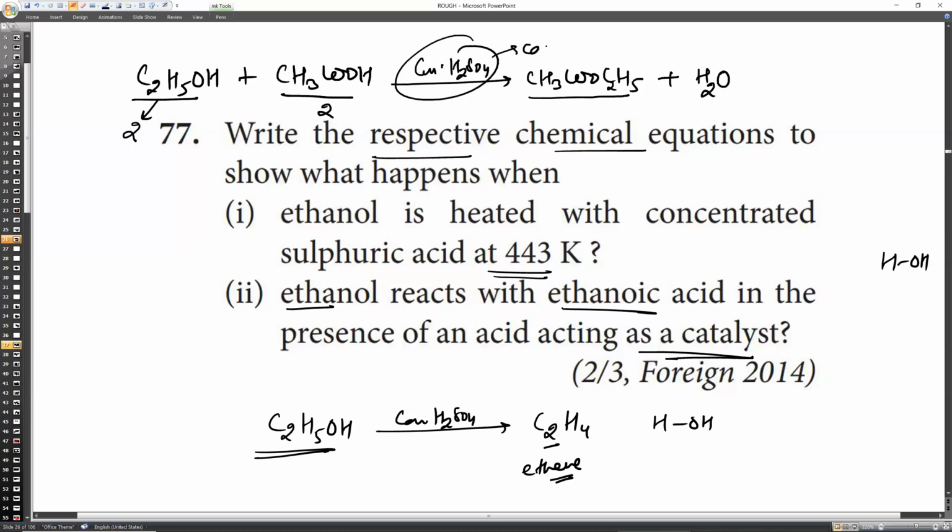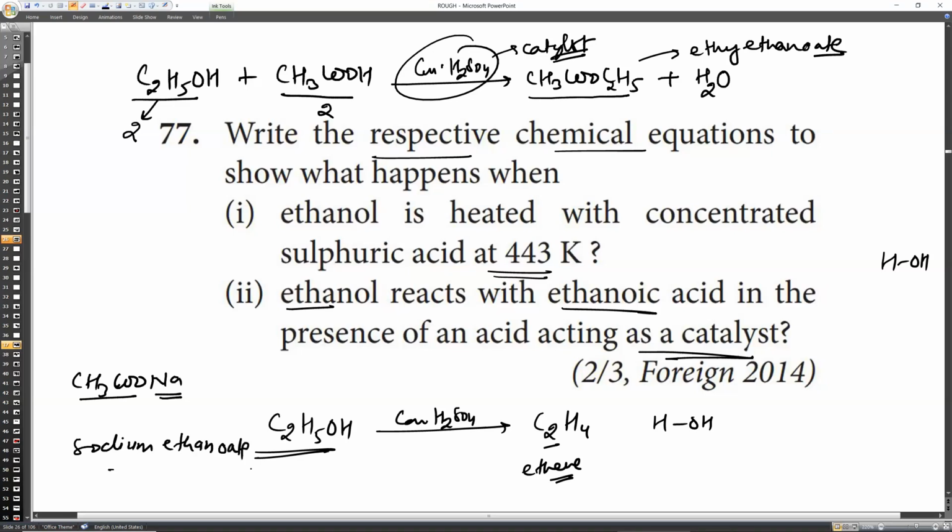It is acting as a catalyst or dehydrating agent. So what's the name of this one? It should be ethyl ethanoate. Why? Because if I write CH3COONa, the name of this one will be sodium ethanoate, with 2 carbons, eth, and oate. The COO group is considered as the oate group. Got it? Understood? Tell me fast. Is there any doubt? No, sir.